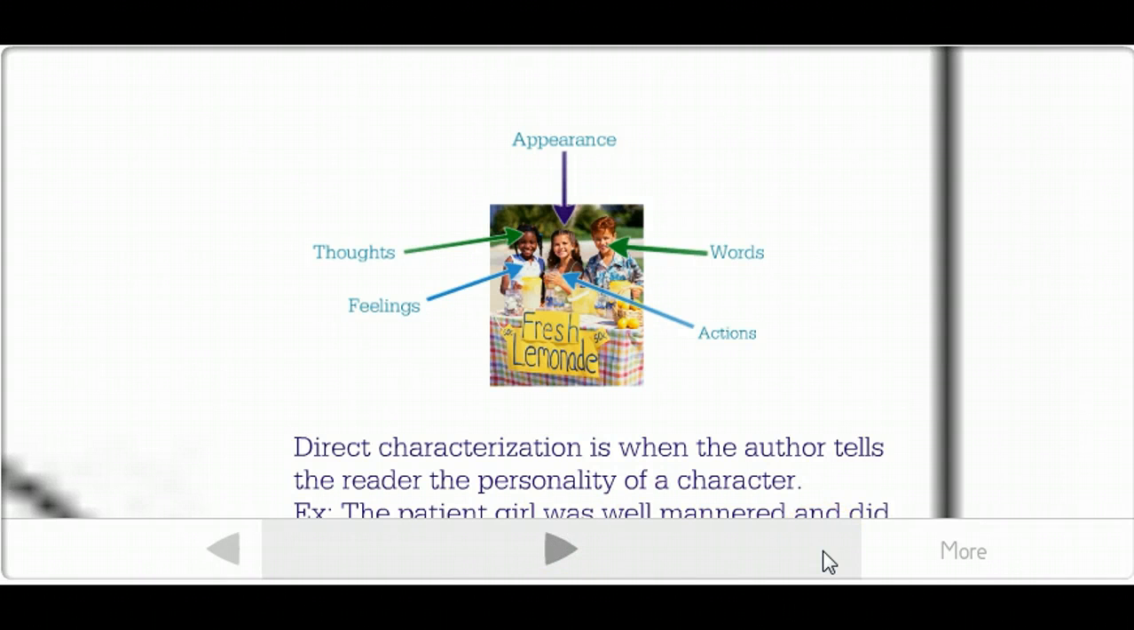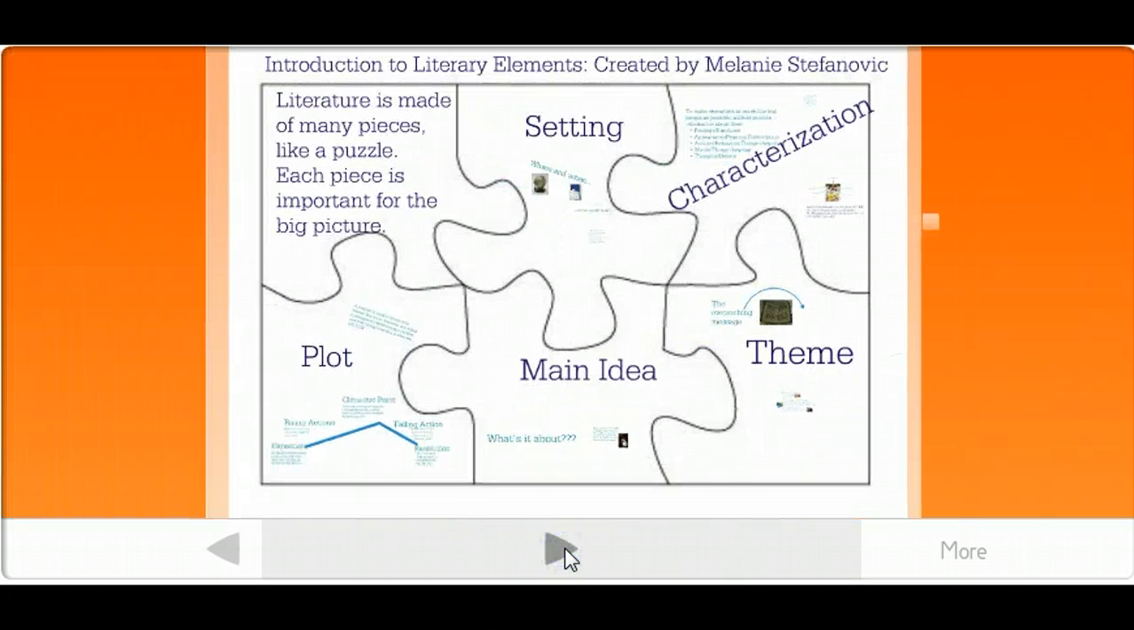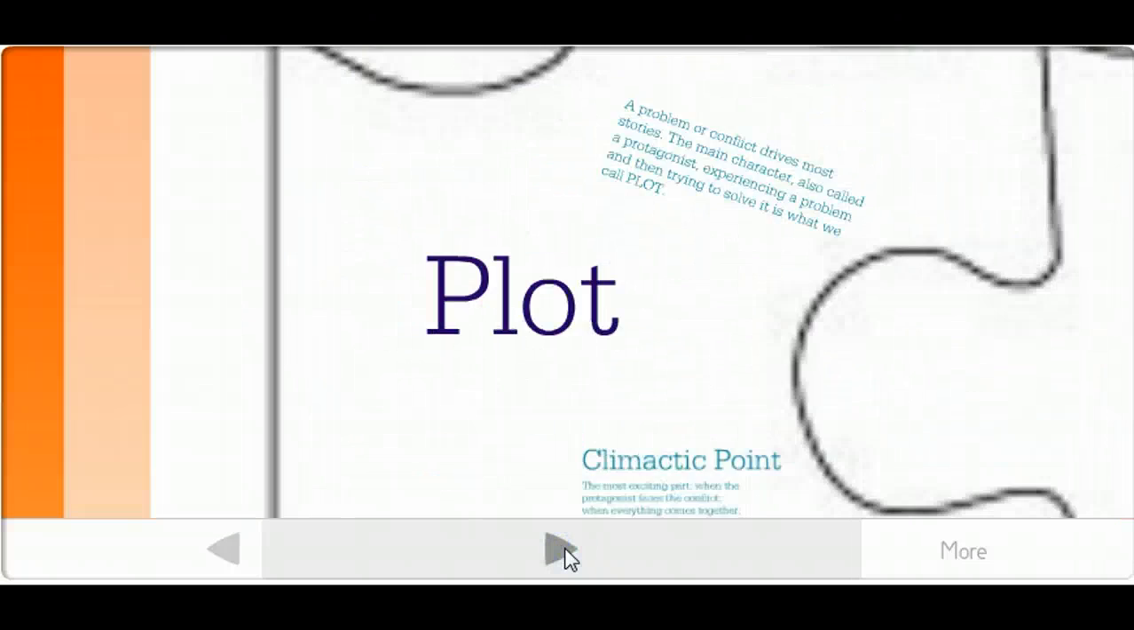So direct characterization is when the author tells the reader the personality of a character. For example, if in a story the author were to tell you she was beautiful with black hair and brown eyes, that would be an example of direct characterization. Indirect characterization is when you can determine different characteristics based on other things that do not have to do with physical appearance.